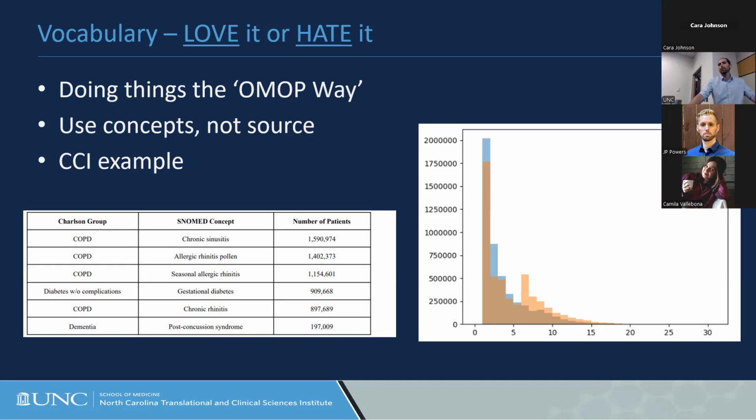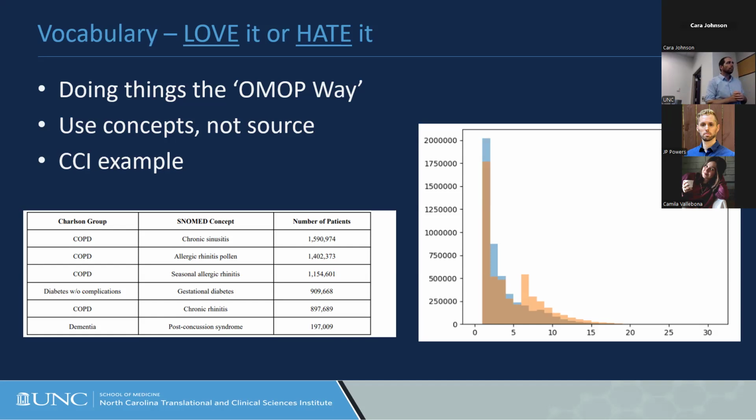COPD is one of those groups, and you typically have some very specific ICD codes to identify COPD, whereas with the default method of doing this in OMOP, by accepting all of the descendants, you wind up grouping things like chronic sinusitis, allergic rhinitis, seasonal allergic rhinitis, chronic rhinitis, things that really are not part of COPD and that don't have the same risk profile as the ICD identified COPD. Over a large cohort, you will wind up adding hundreds of thousands or millions of people.